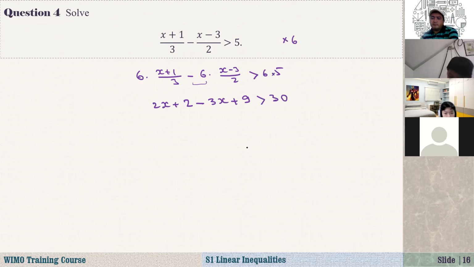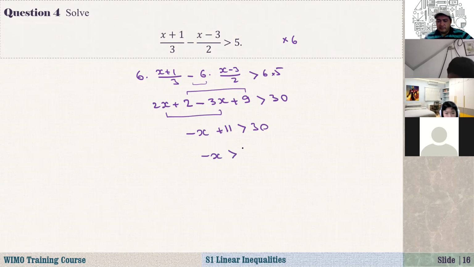So now simplify 2x minus 3x, that is negative x. 2 plus 9, it is plus 11, greater than 30. So minus x is greater than 30 minus 11, which is equal to 19. Now we need to leave x alone, right? So I'm going to multiply both sides by negative 1. Negative 1 times negative x, that is x. We are multiplying by negative 1. That's why I need to change the inequality sign, less than. 19 times negative 1, that is minus 19 or negative 19.